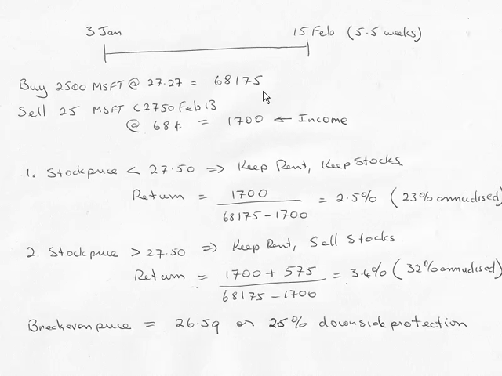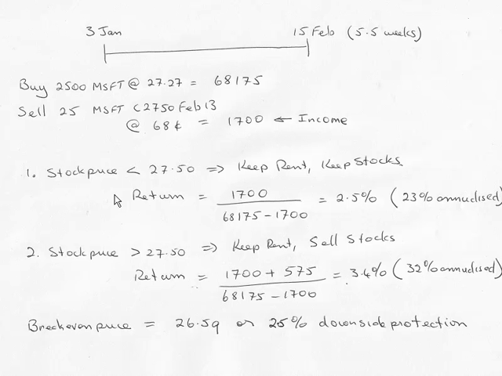$68,157. We then go to sell 25 contracts, meaning renting 2,500 shares of the Microsoft stock using a call option at the $27.50 rental price or strike price for the February 13 rental period or expiry date. For that, we're going to receive 68 cents rental income per share, or around $1,700 income. So this is the period of the rental agreement, 3rd of January to the 15th of February.